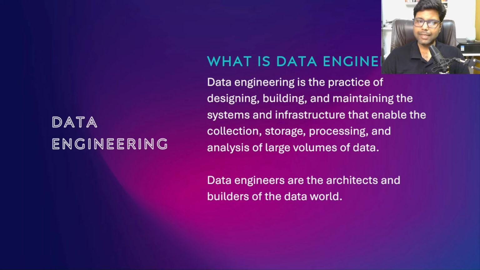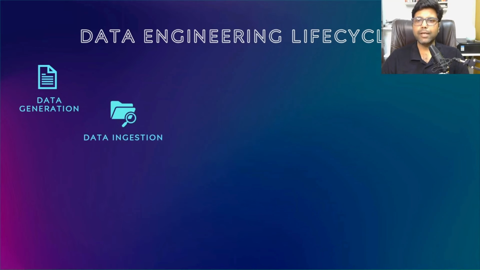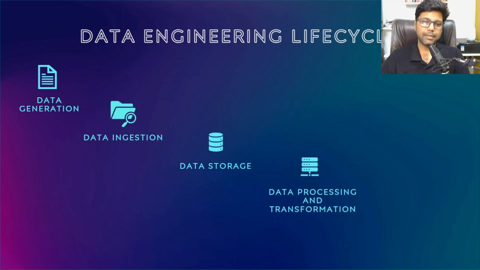So let's explore the data engineering life cycle. Data engineering life cycle typically consists of 5 main stages. The first one is data generation. Second one is data ingestion. Third one is data storage. Fourth one is data processing and transformation. And the fifth one is data serving.